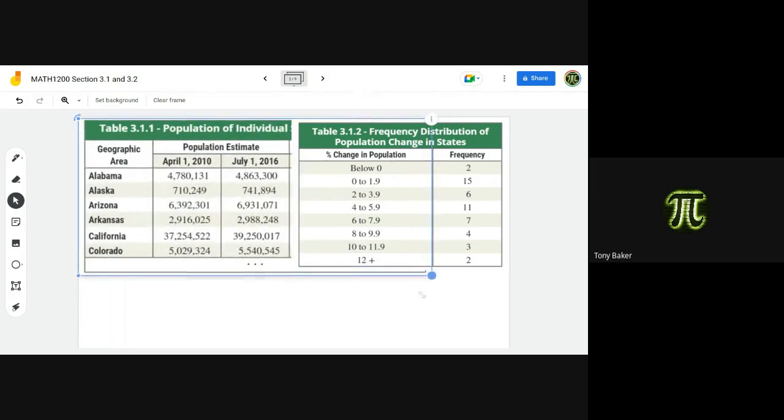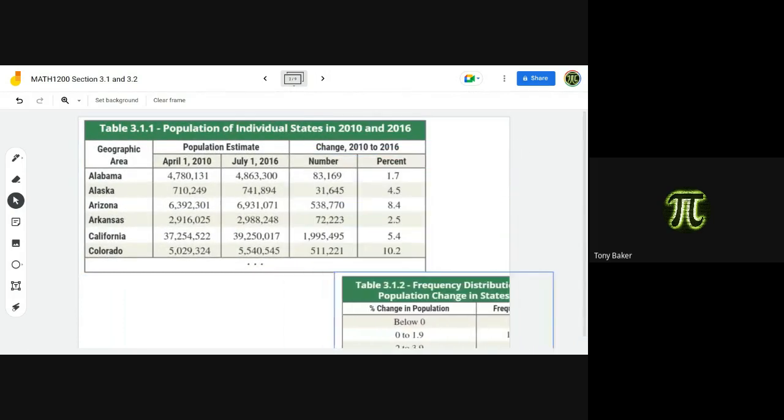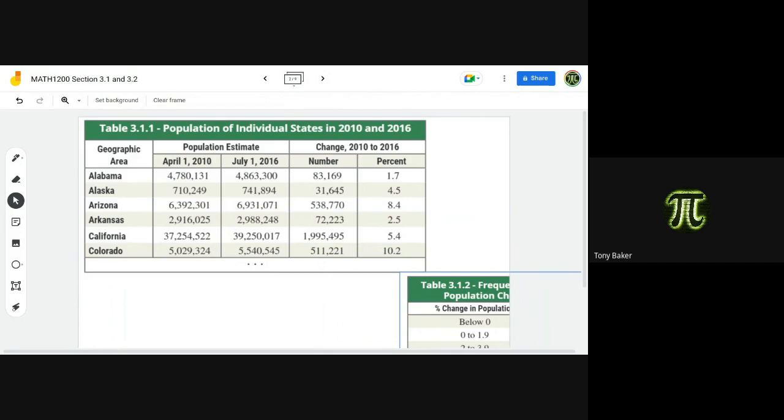So if we were to take, hide this for a second, this table is showing the population of individual states in 2010 and 2016. It's given us not the whole list because there's 50 states and I don't feel like listing them all, but it gives us some basic information there. Now, what are some of the ways that you might want to organize this data?